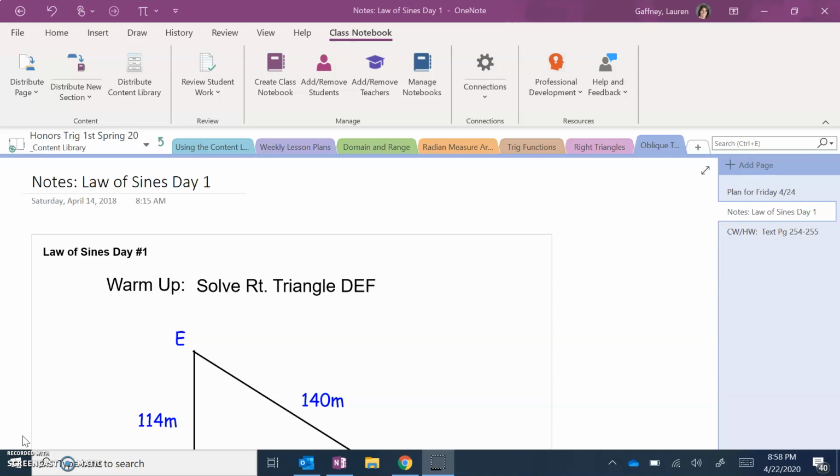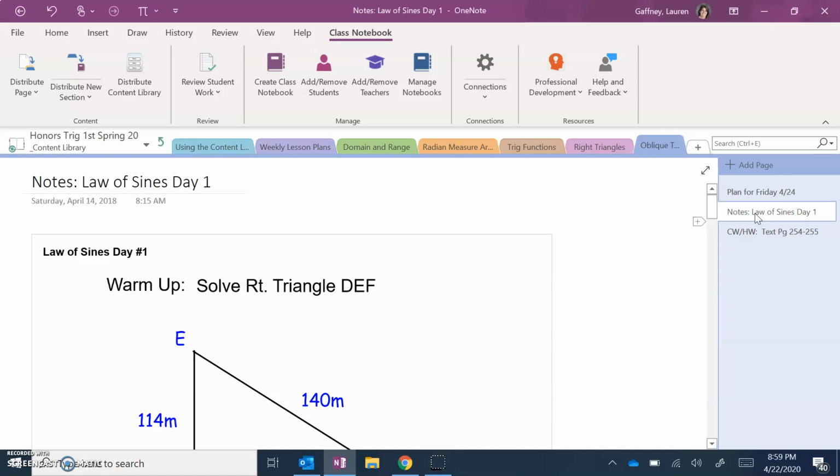We're going to start into our next unit. So it's a new tab up here called oblique triangles. Make sure you go to the new tab. This is really going to cover like Friday, Saturday, Sunday. It's nothing crazy, but we're briefly going to start into the next section. So this is on the law of sines.